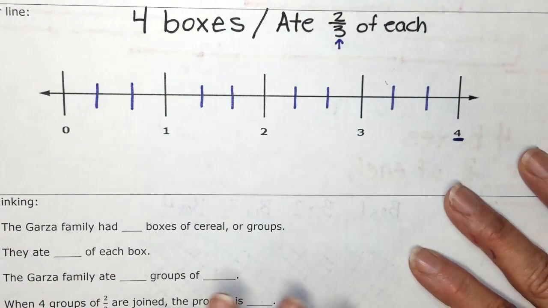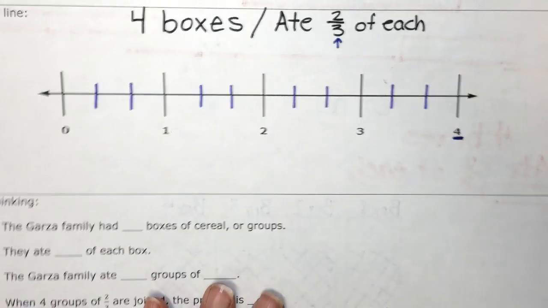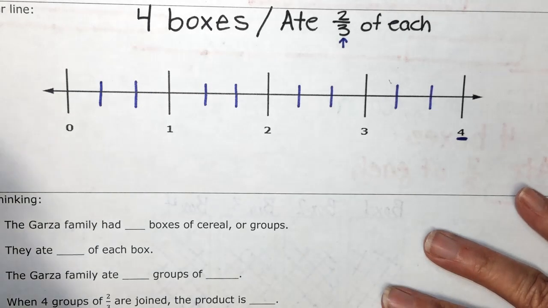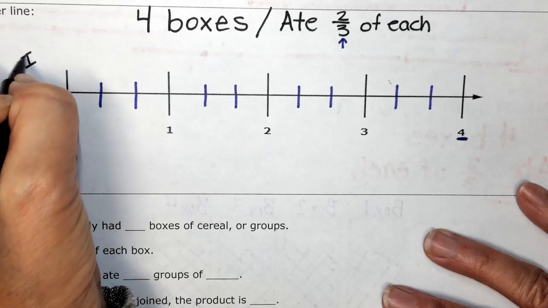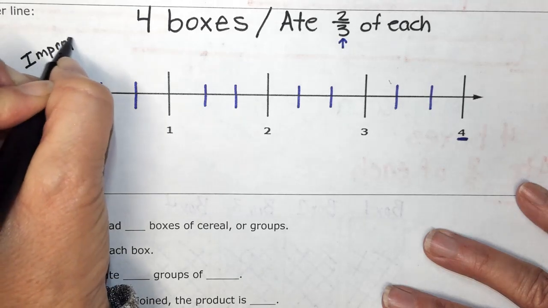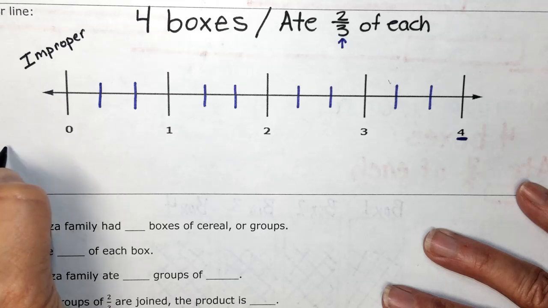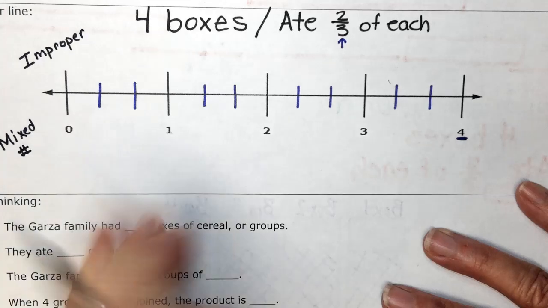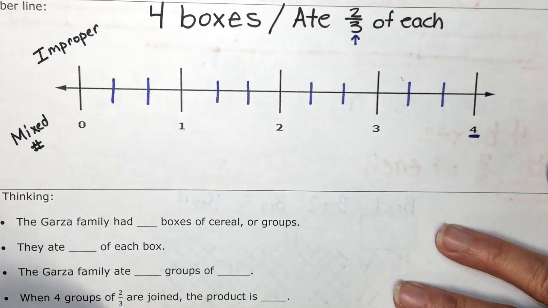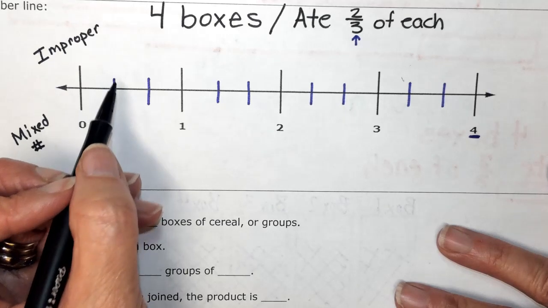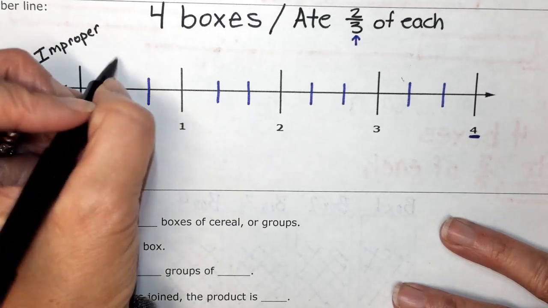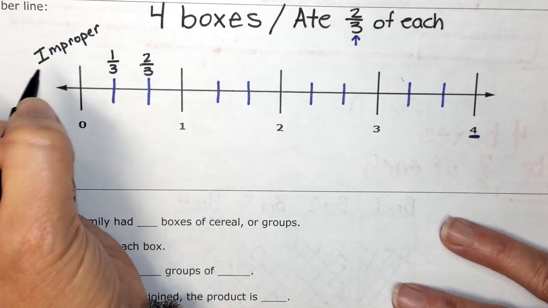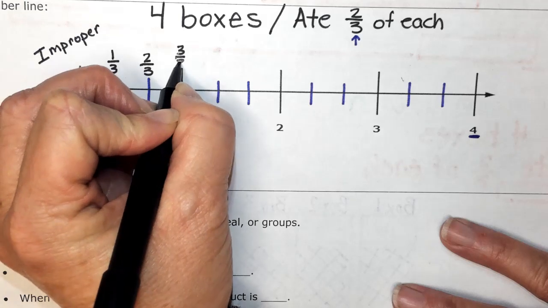Now that I've got my thirds divided out, I'm going to take my pencil and I'm going to do some labeling. So on the top, I'm going to write my improper equivalent. And on the bottom, I'm going to write my mixed number equivalent. And so I'm just going to start by counting. Improper is pretty easy. So I'm just going to say, well, this would be 1/3 of the number line. This would be 2/3 of the number line. 3/3 is the same as 1 whole.